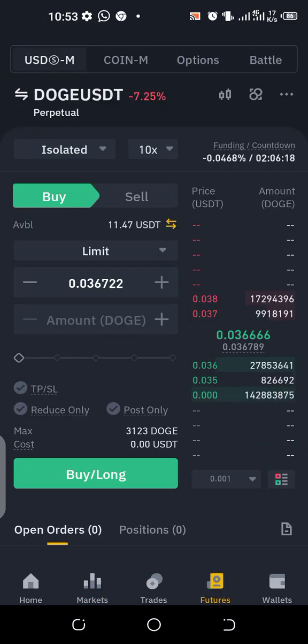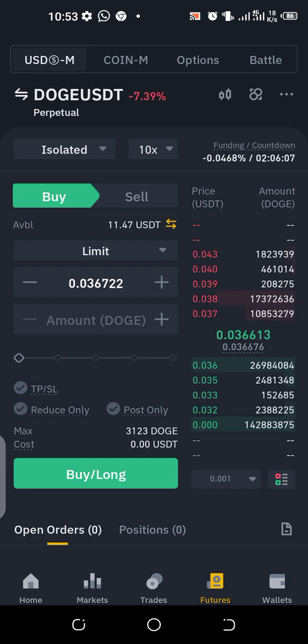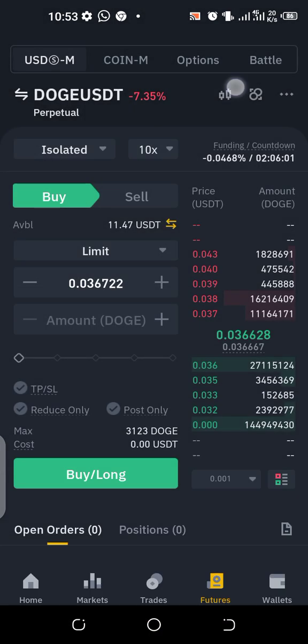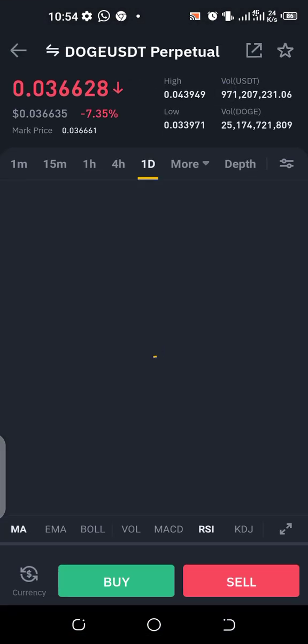All right, so analyzing charts and analyzing the order book, the buy and sell orders. We can start from the futures page. You can click on this one here that looks like two bars. Let me show you again. Two bars. Click on it.